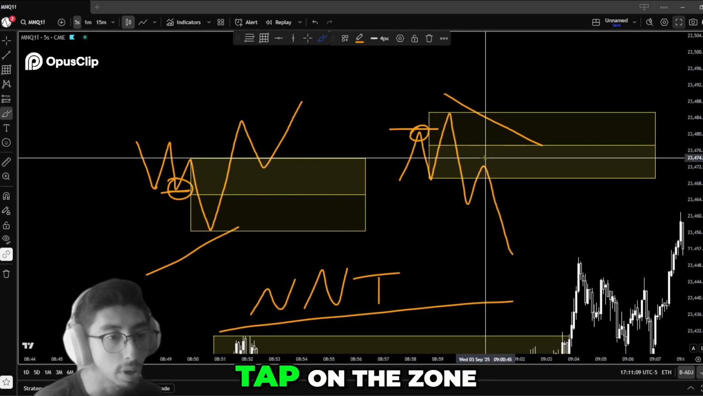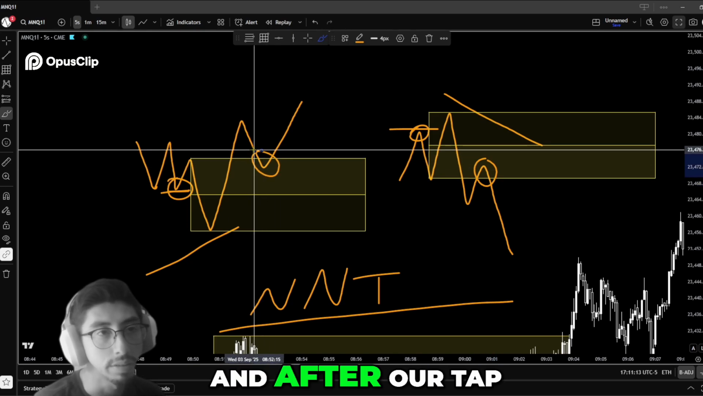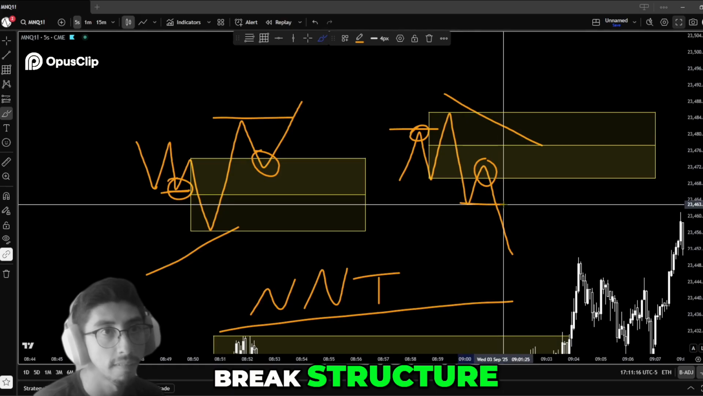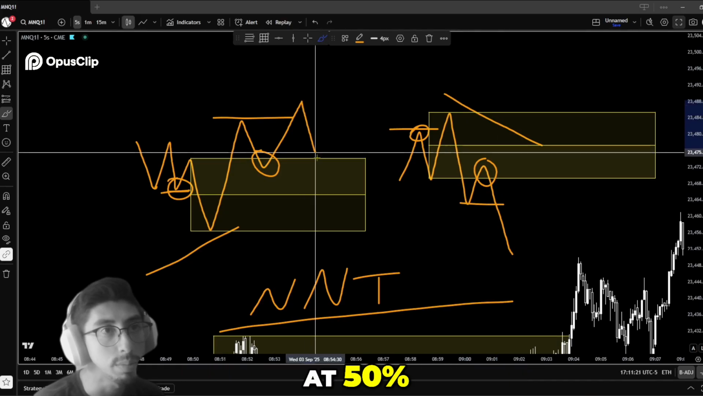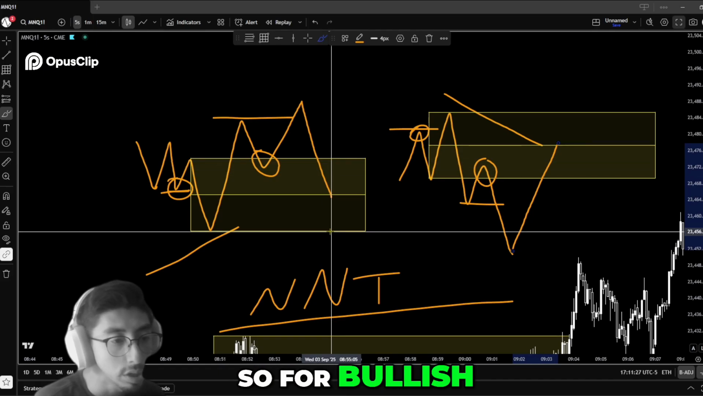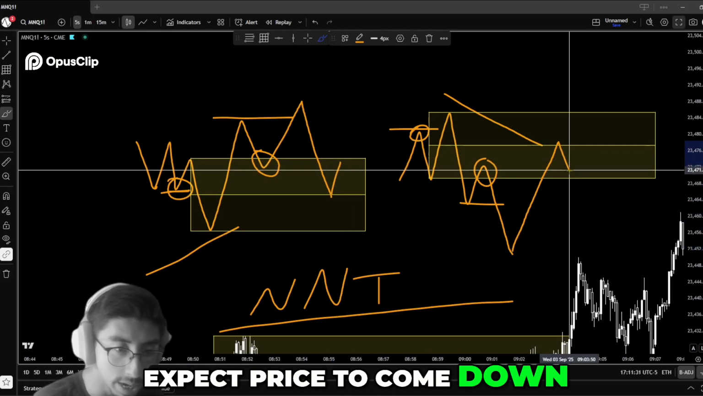Then we want to tap on the zone. Then after our tap, we want to break structure. Then we would enter at 50%. So for bullish, we would expect price to come out, and bearish, expect price to come down.